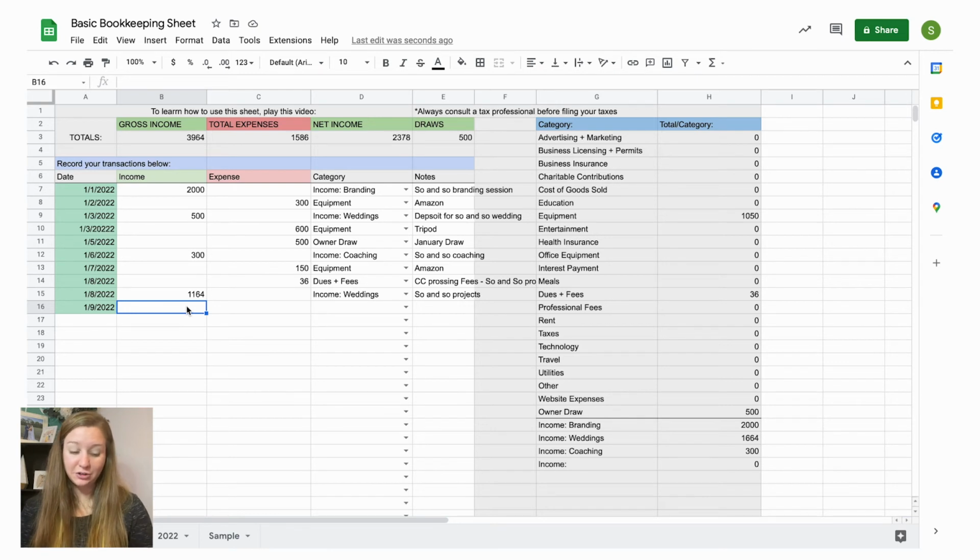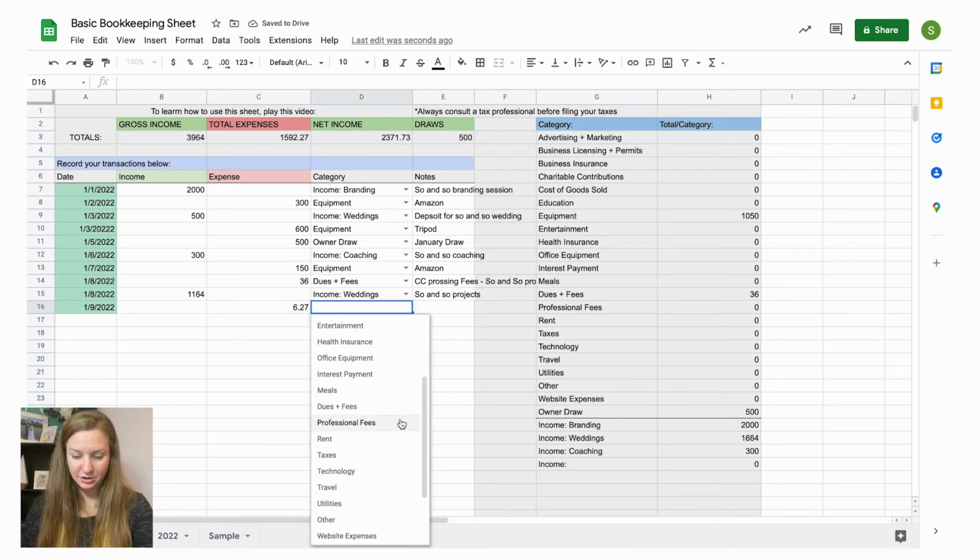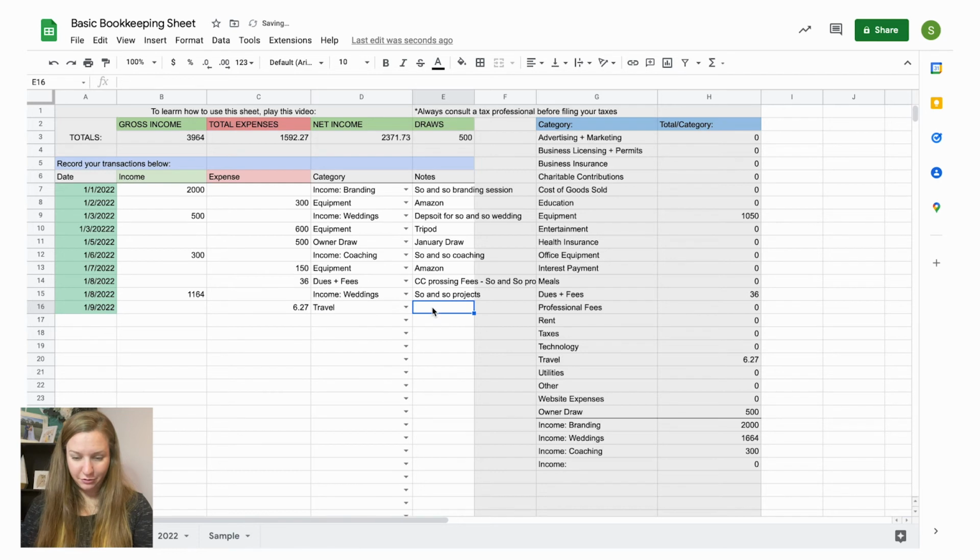So my deduction for driving 12 miles on my vehicle, my mileage deduction, is $6.72. So you're going to come in here, put that in as an expense, $6.72. You're going to say that was a travel fee, and you want to put in how many miles you traveled. 12 miles on car. I did 12 miles on my car.